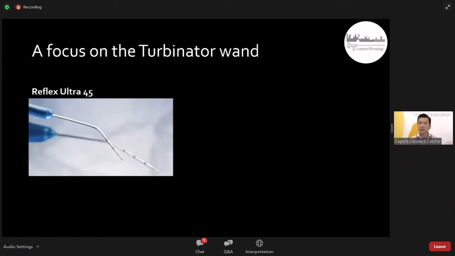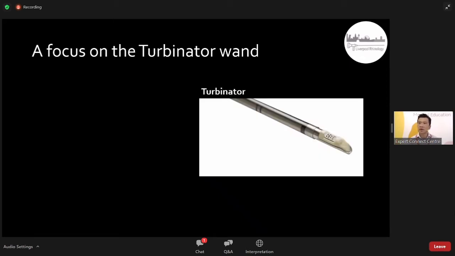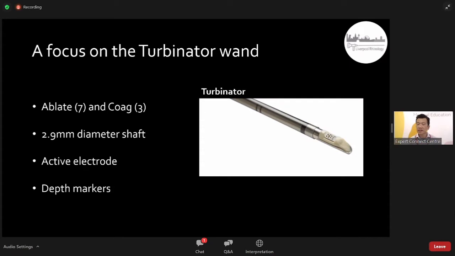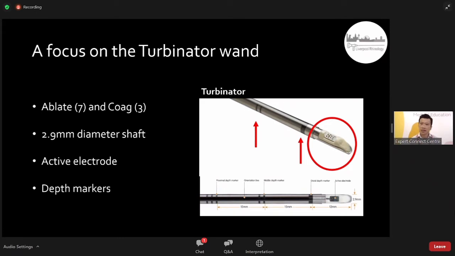So we've heard Dr. Rachmanidou speak about the Reflex 45. This is what the Turbinator looks like. It has an active pad at the front. The settings are default 7 and 3. It is a 2.9 millimeter diameter shaft, so it's about twice the diameter of the Reflex 45. You can see the active pad there. And then there are also depth gauges, and the depth gauge tells you how deep you are within the substance of the turbinate, and each gauge is 15 millimeters, 1.5 centimeters.